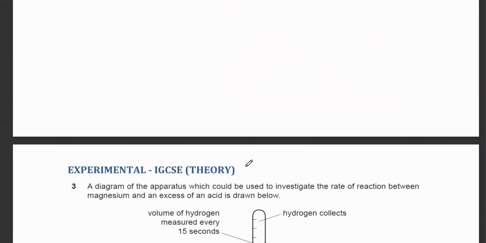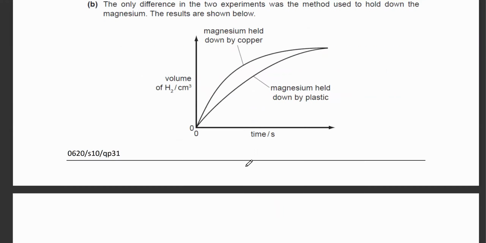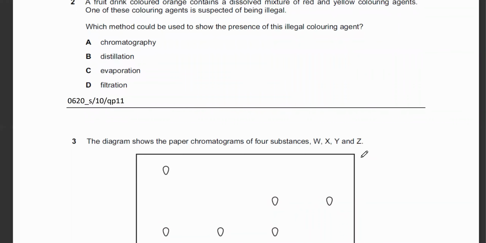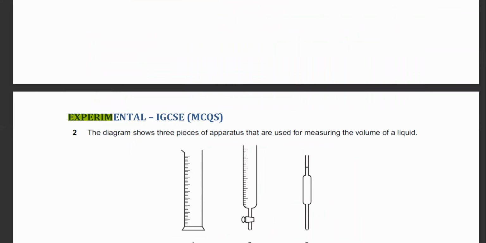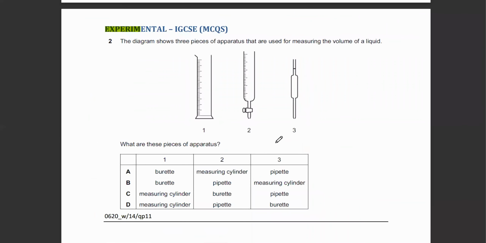So we're almost done with most of the questions related to separation techniques. Now we're going to study something other than separation techniques. We did experimental chemistry, which is basically just apparatus and how to use those apparatus. This one is all about identifying them. Most of these questions are kind of easy.